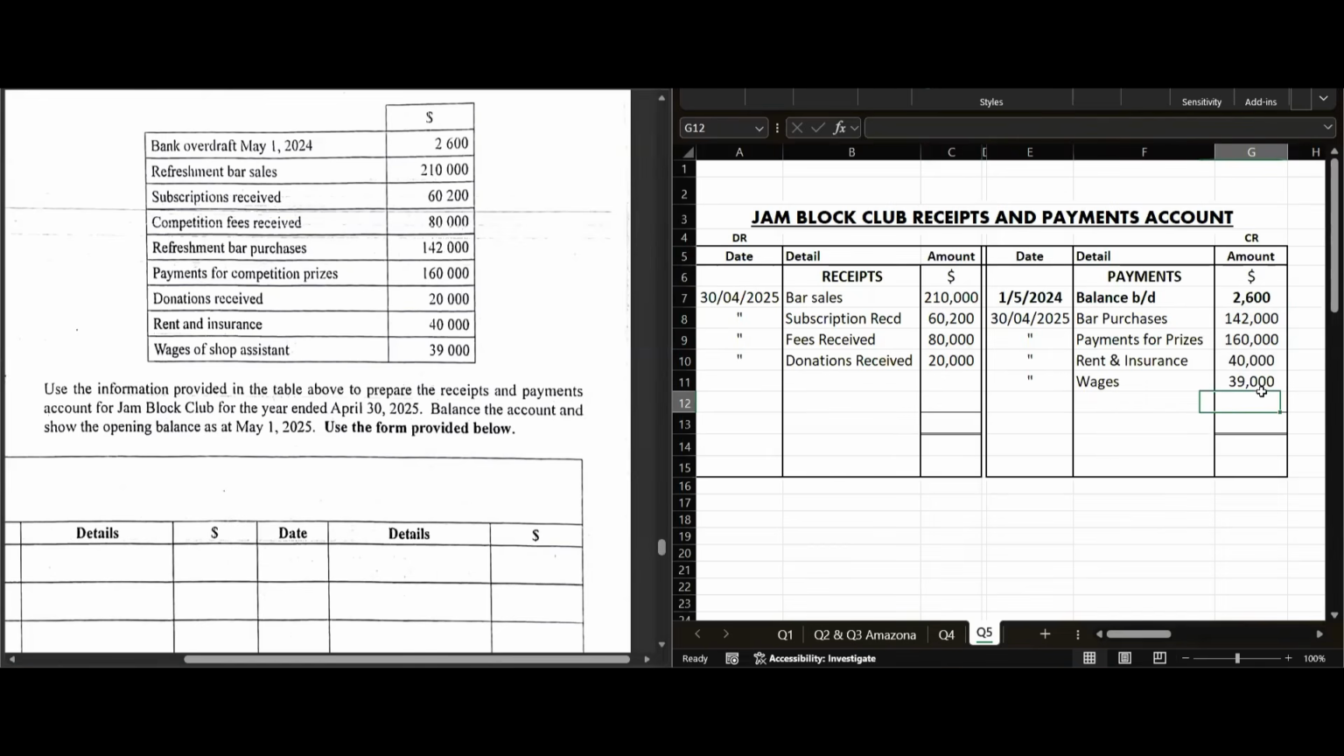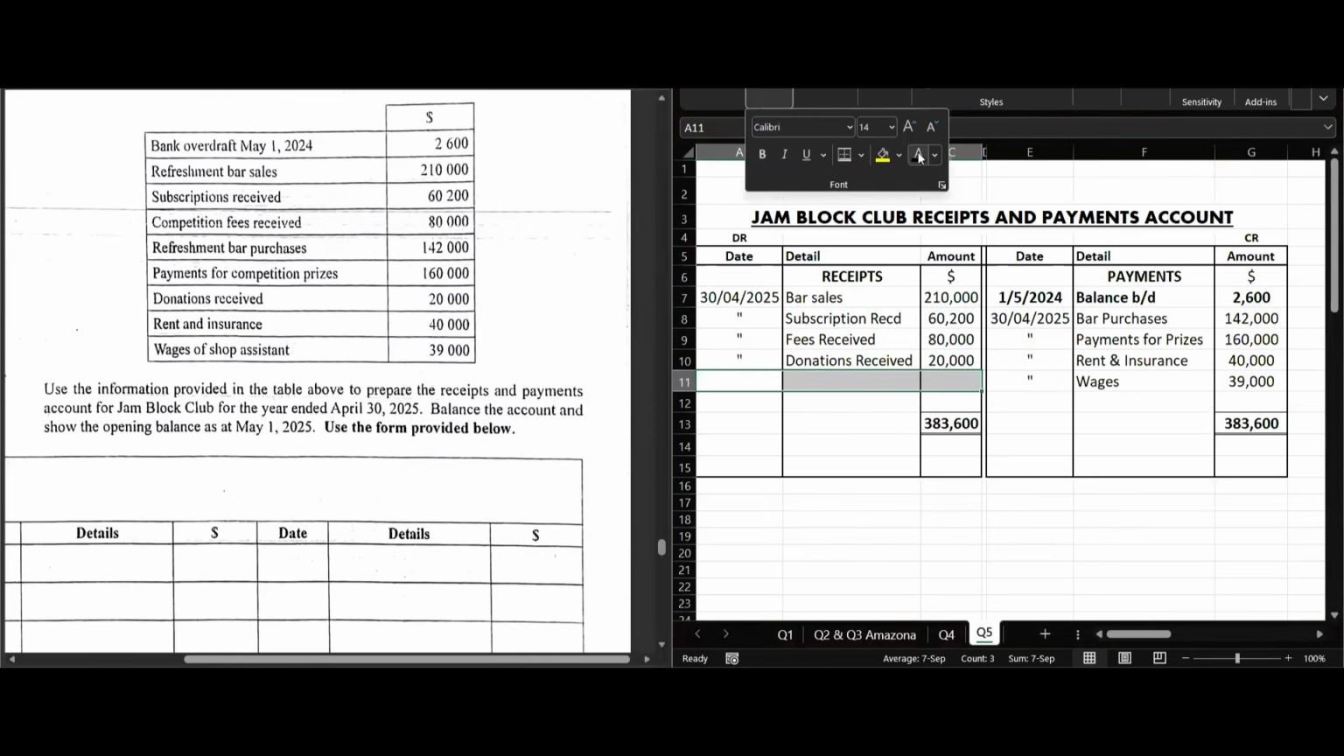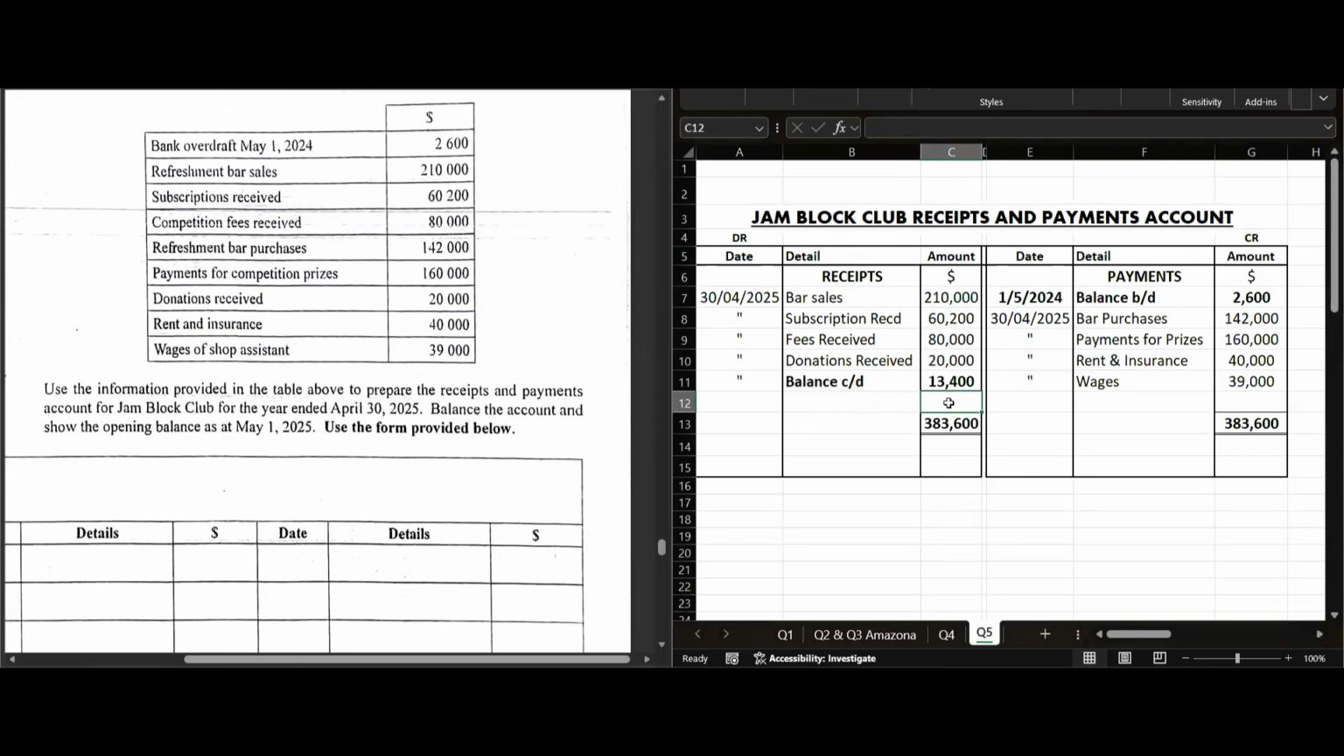Alright guys, so therefore we actually seem to be spending more money in payments than what we are receiving. So we're going to work with the larger side. Let's see the larger side here: 383,600. The balancing figure to bring up the smaller side to the larger side is going to be a value of 13,400, and this would have been our closing balance carried on, 13,400. Great job guys, check that out.